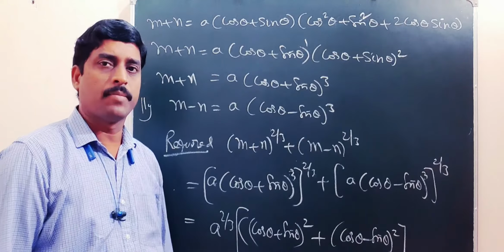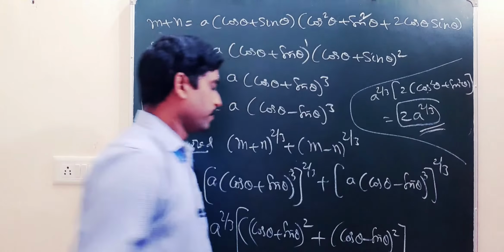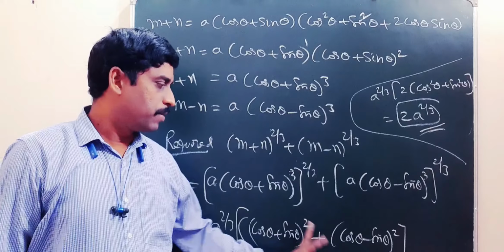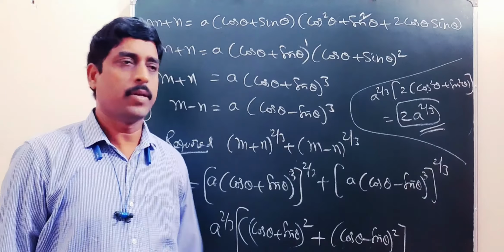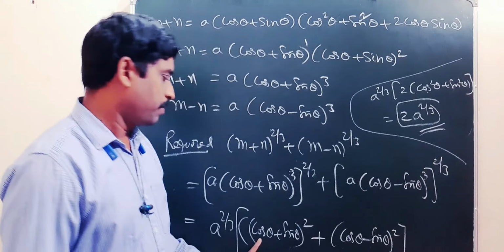So what is the answer? This value is 1, so 2a to the power 2 by 3. We have (a plus b) whole square plus (a minus b) whole square equal to 2 times (a square plus b square), where a is cos theta and b is sin theta. So the answer is 2 times a to the power 2 by 3.